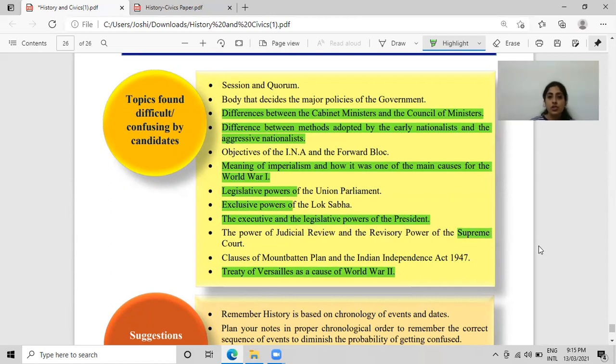Supreme Court की original jurisdiction, appellate jurisdiction and revisory jurisdiction. Apart from that, the Supreme Court as a court of record, judicial review and revisory jurisdiction. These are the other topics you need to concentrate on from this chapter.